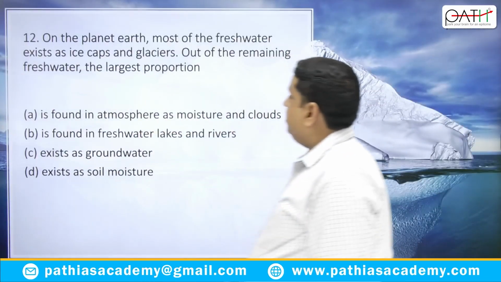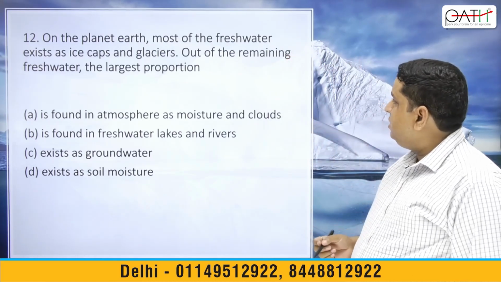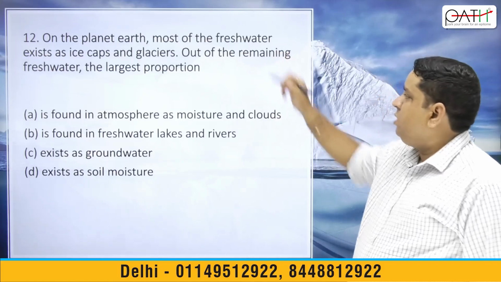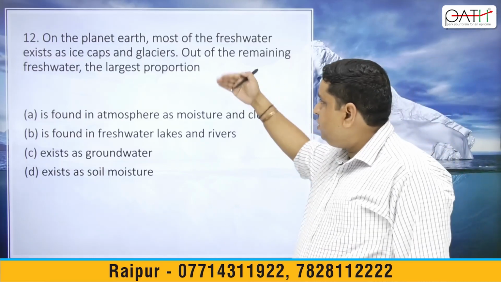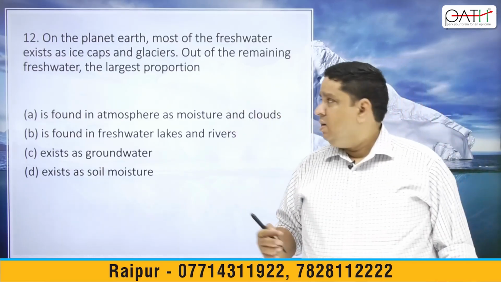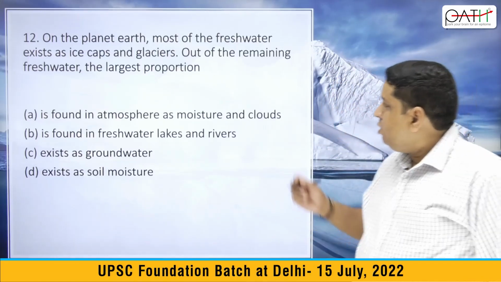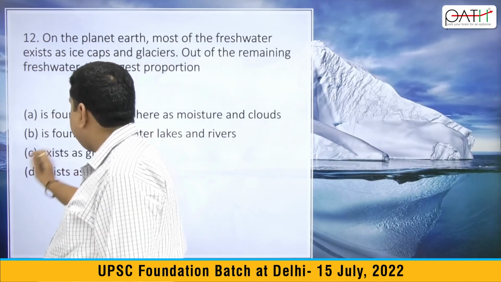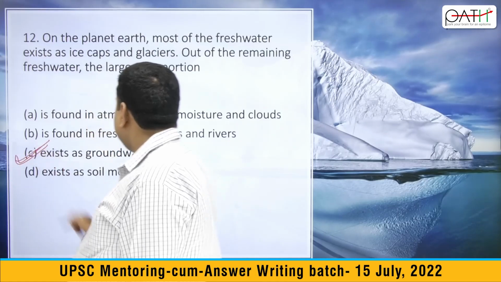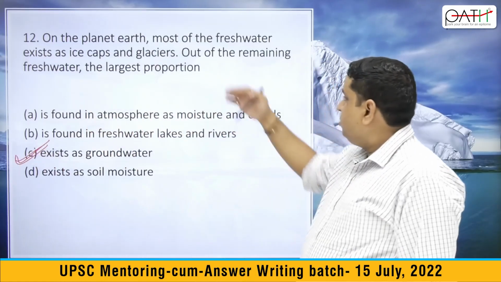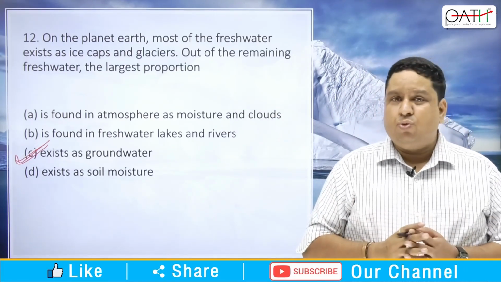On the planet Earth, most of the fresh water exists as ice caps and glaciers. Out of the remaining fresh water, the largest proportion. Try to understand the question, that they are talking about the fresh water. Most of the fresh water exists as ice caps and glaciers. So after that, what will be the ranking? After this, the ranking will be of the groundwater. So these groundwater reserves are having large reserves of fresh water.